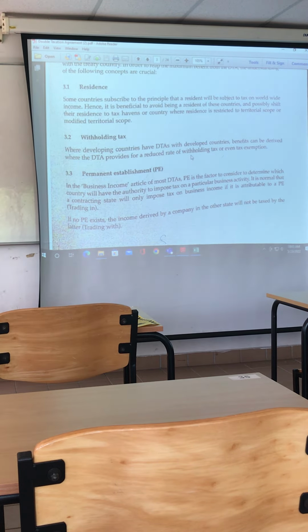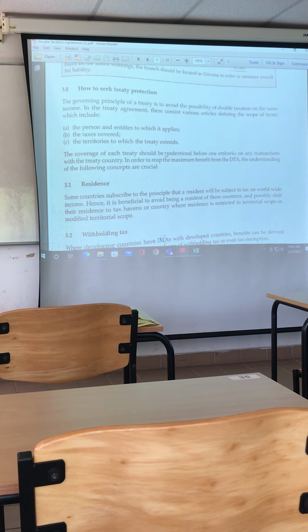We have covered this topic, but how are we going to apply withholding tax when you have a double tax agreement? Before that, how are we going to seek treaty protection? When we talk about tax, we normally call it treaty protection. The governing principle of a treaty is to avoid the possibility of double tax on the same income. In the treaty agreement, there are various articles.